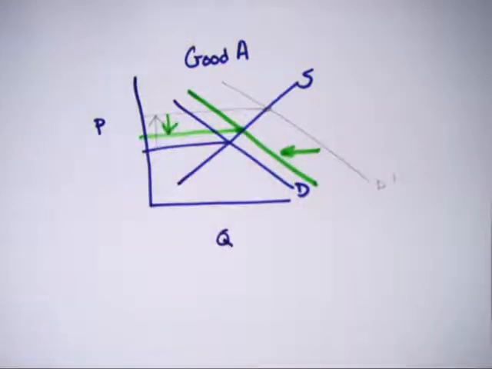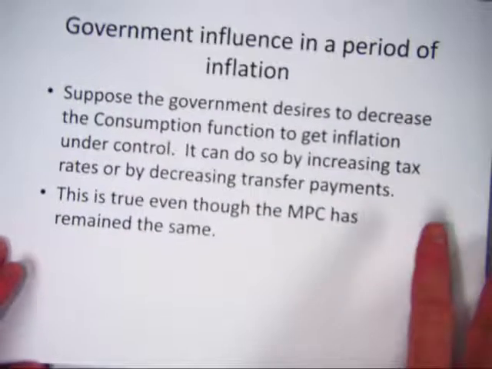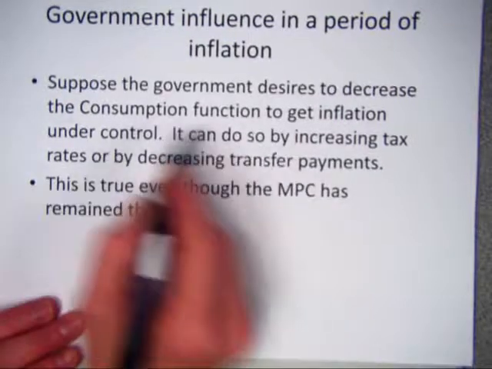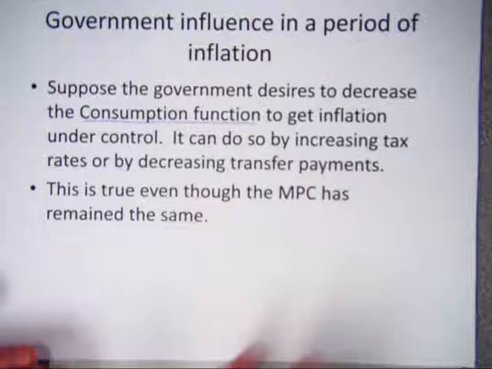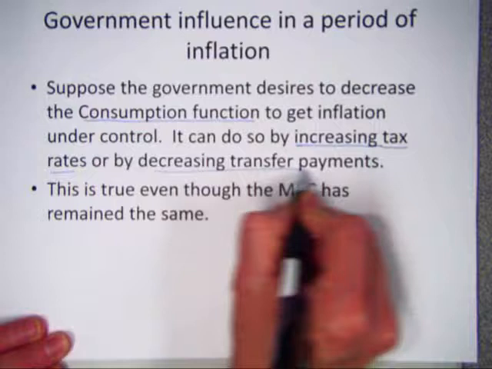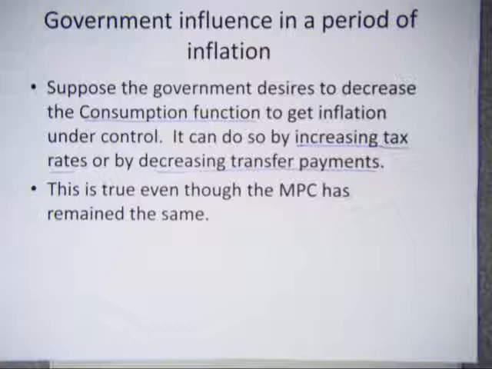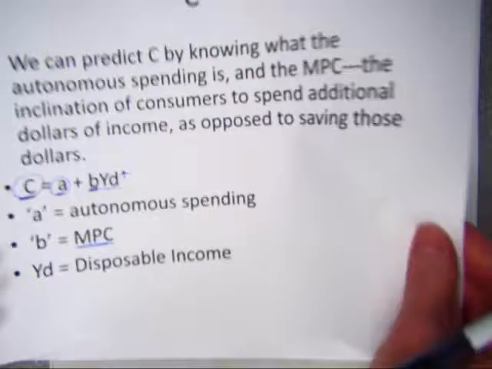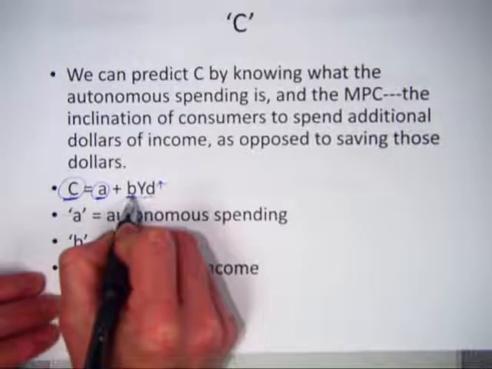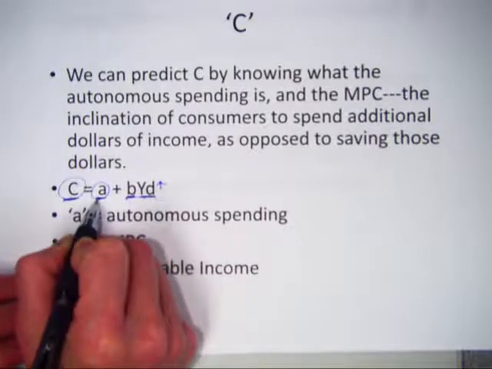Now, how can it do that? Can it just suck money out of our checking accounts? No. It's got a couple tools, and those tools, as you know, are transfer payments and tax rates. So during inflation, the government's goal is to decrease the consumption function, to get inflation under control. It can do so by increasing tax rates or by decreasing transfer payments. Even if the MPC stays the same, this is what's going to happen. When we look at our equation again, our equation for the consumption function, consumption is equal to autonomous consumption plus B, our MPC, times disposable income. Well, let's assume that B stays the same, and let's assume that A stays the same.